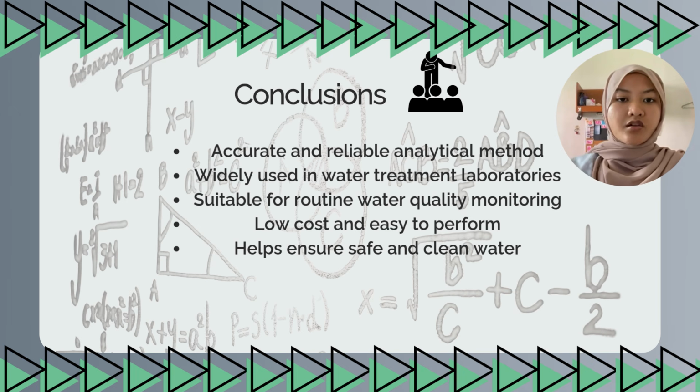In conclusion, volumetric analysis is an important analytical technique in water treatment because it provides accurate, reliable, and cost-effective measurements of essential water quality parameters. Its simplicity and efficiency make it suitable for routine laboratory testing, particularly for analyzing hardness, alkalinity, and chloride concentration. Although the method has some limitations, such as its dependence on operator skills and its inability to analyze certain contaminants, it remains one of the most widely used techniques in water treatment laboratories. Overall, volumetric analysis plays a significant role in ensuring that water meets the required quality standards and is safe for human consumption and environmental protection.